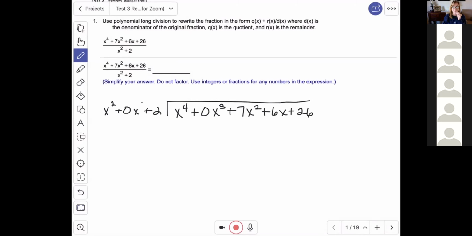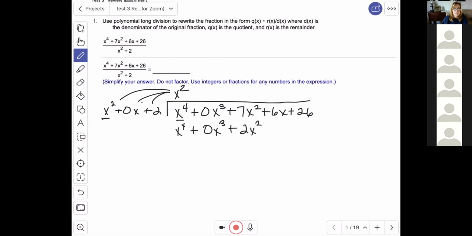All right. Okay, looks really long. This actually is not that long to work, but just to start, remember, just look at the first 2 terms. And we want to say, what do I need to multiply x squared by to get x to the 4th? And that would be x squared. So let's multiply it out. Multiply it out, we get x to the 4th plus 2x squared.